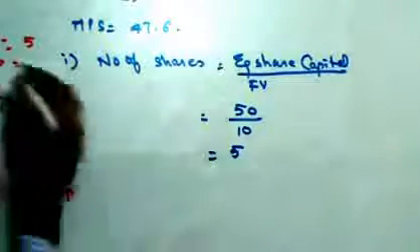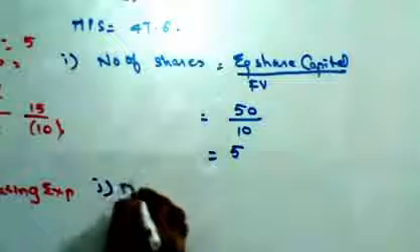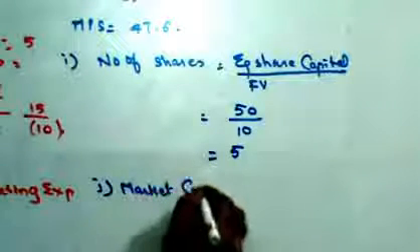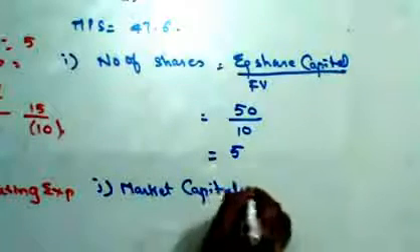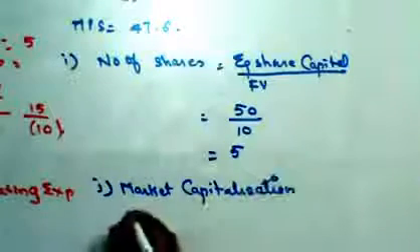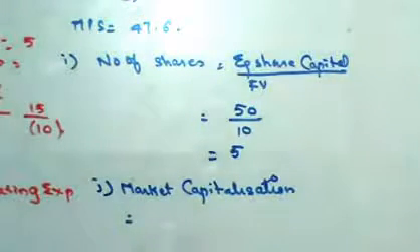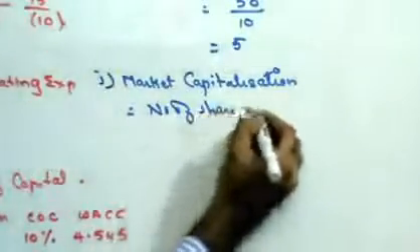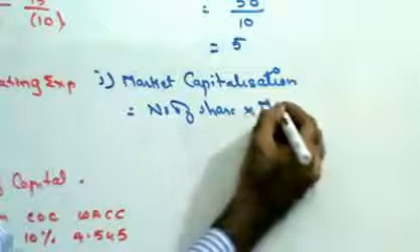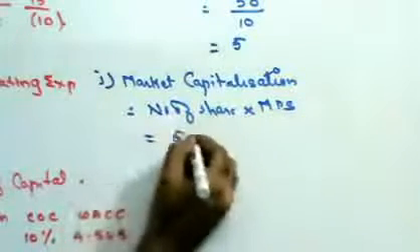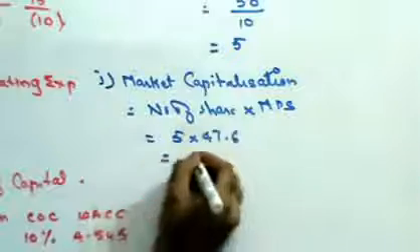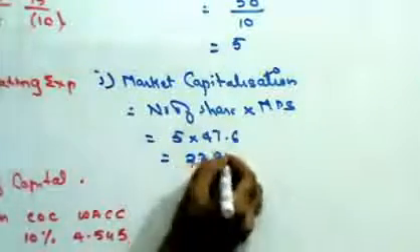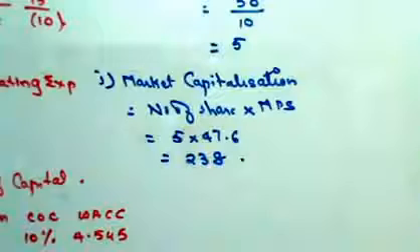In that case, let's find out market capitalization. That means if I sell my company as on today, how much money will I get? I'm going to be selling 5 lakh shares and each share is going to be sold in the market for 47.6. So that's 5 lakhs into 47.6. That is 238. So my market capitalization is going to be 238. Now, this is the market value of my firm.